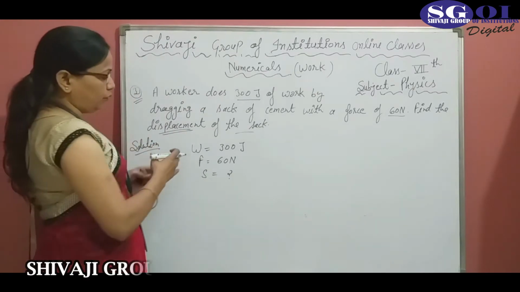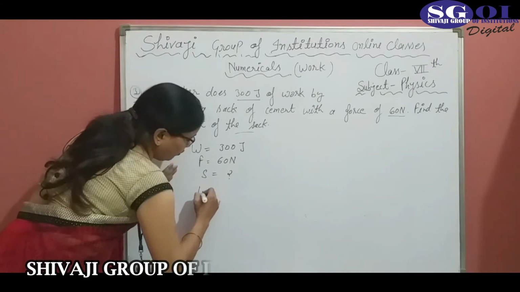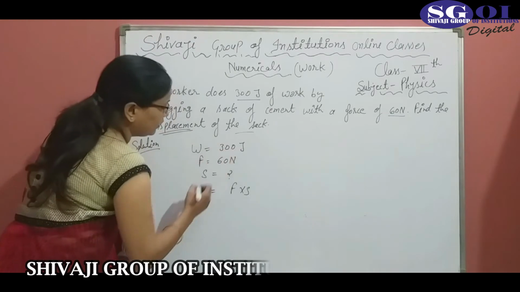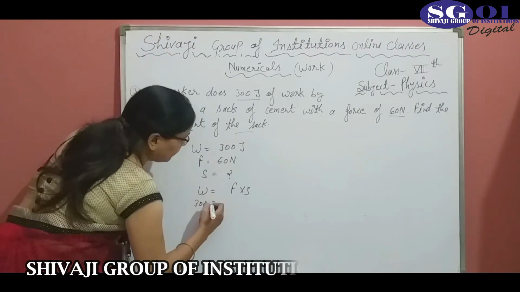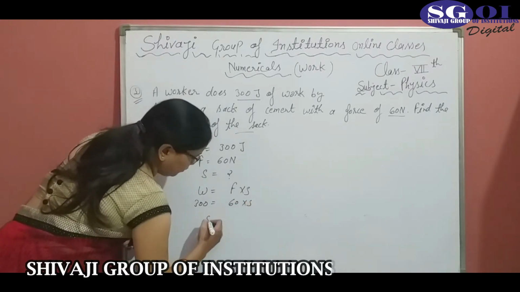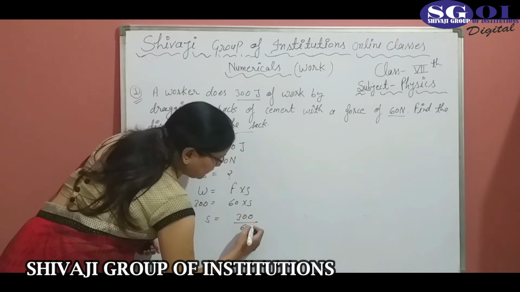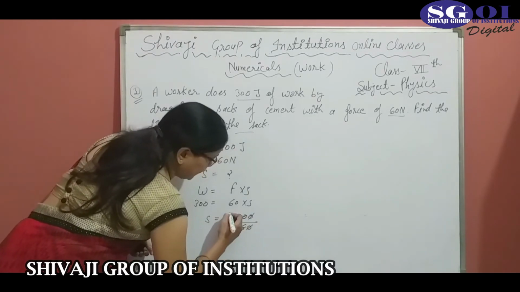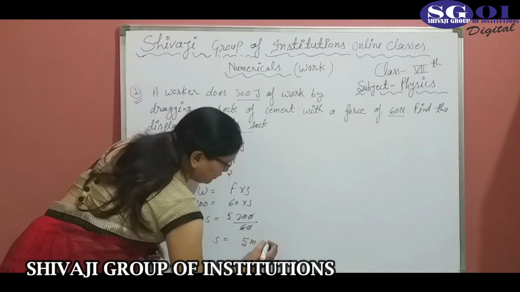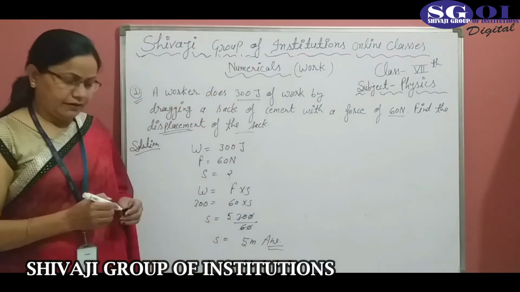So you know that the formula of work done equal to force into displacement. Here work done is 300 and force is 60 Newton. So displacement equal to 300 divided by 60. After dividing, we get 5 meter. So the displacement is 5 meter.